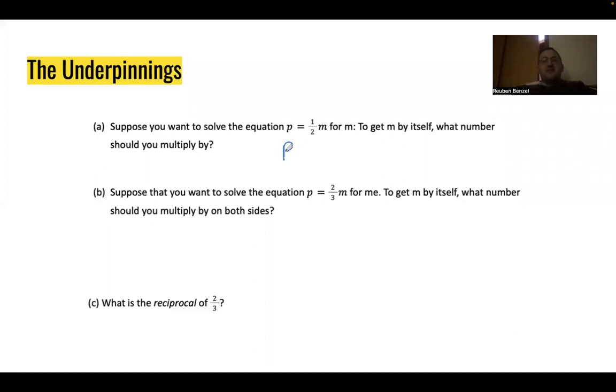So this first question is saying that if we want to get P equals 1/2 M, and we want to get M by itself, what are we going to do to get M by itself? It turns out that the opposite of 1/2, or 1 divided by 2, and notice how I said 1 divided by 2, is to simply multiply by 2. And those 2's cancel out, and I am left with M equals 2P.